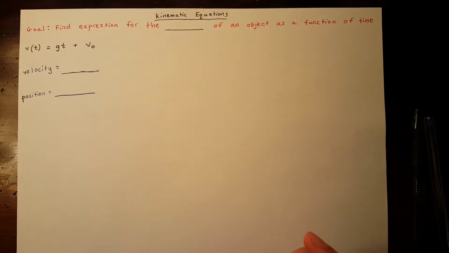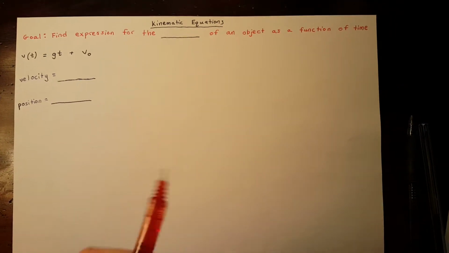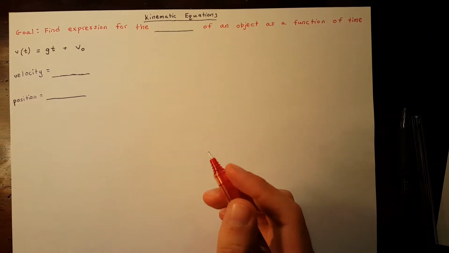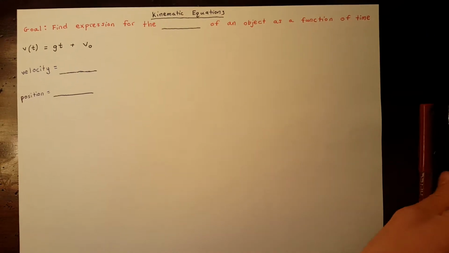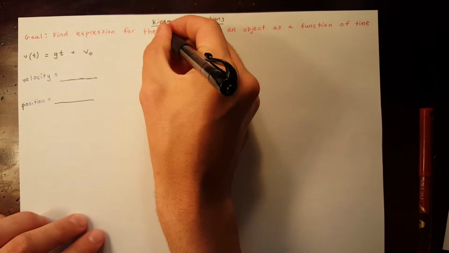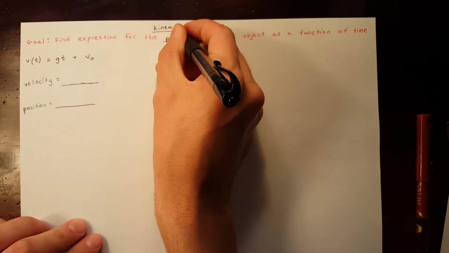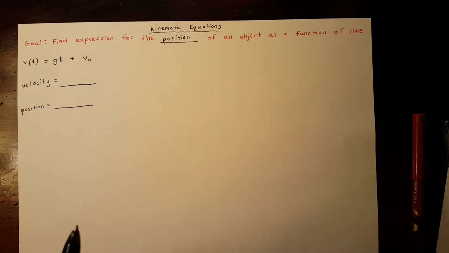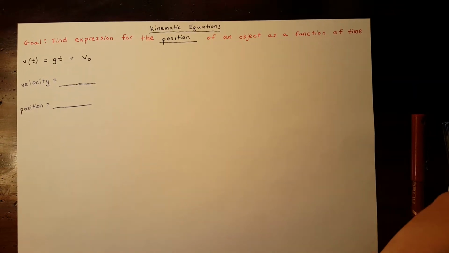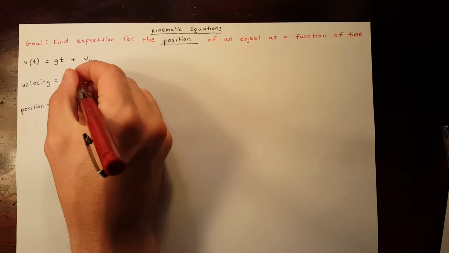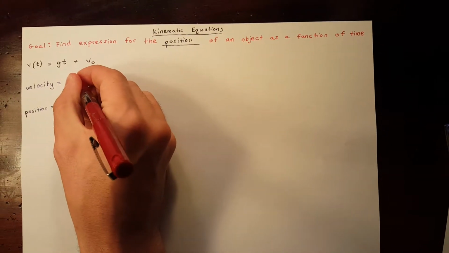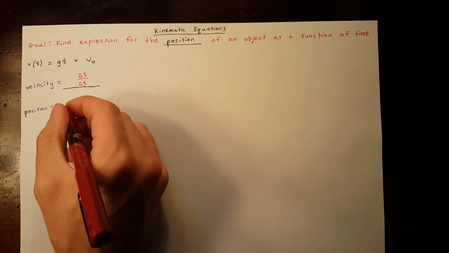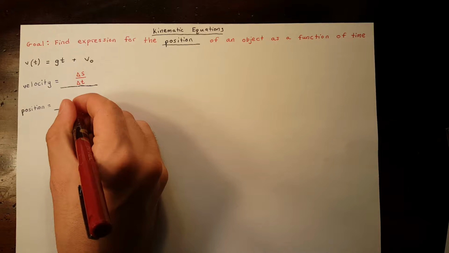So in the last video, we talked about how to derive the equation for velocity as a function of time. And what we want to do in this video is find an expression for the position of an object as a function of time. So what we need to remember is that the units for velocity are change in position over change in time, and the units for position are just change in position.